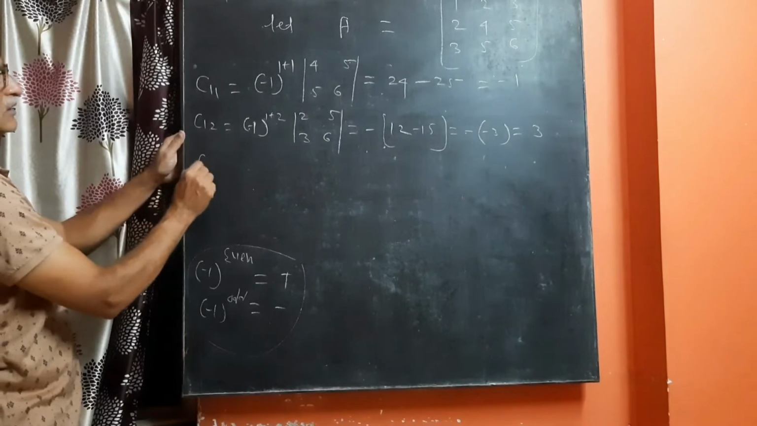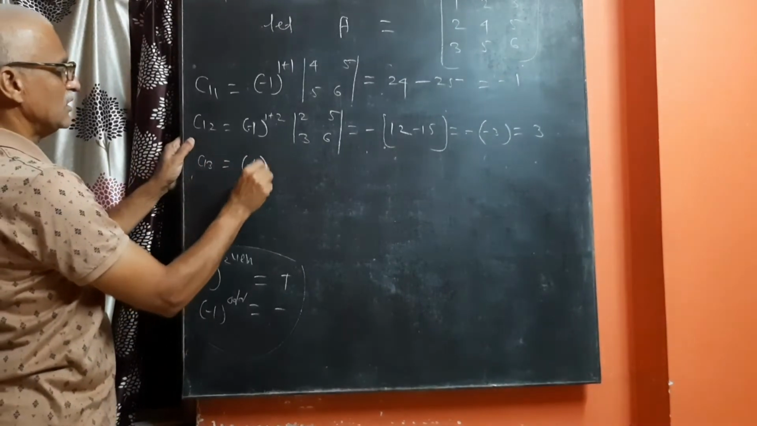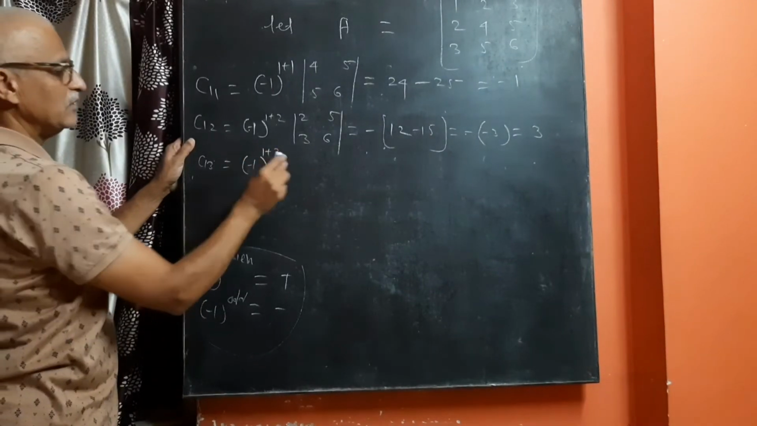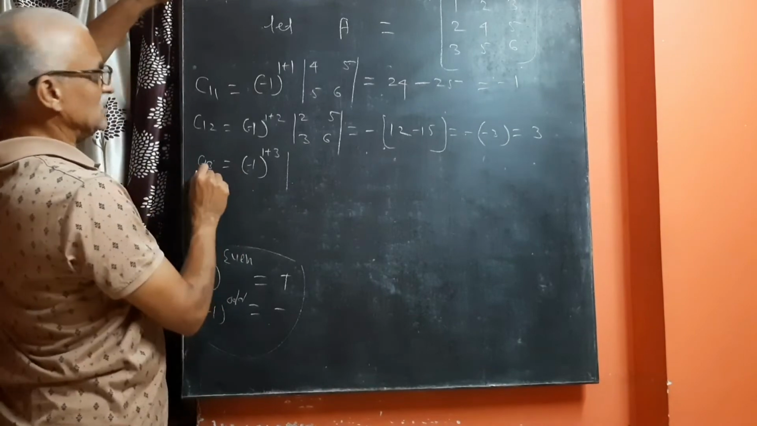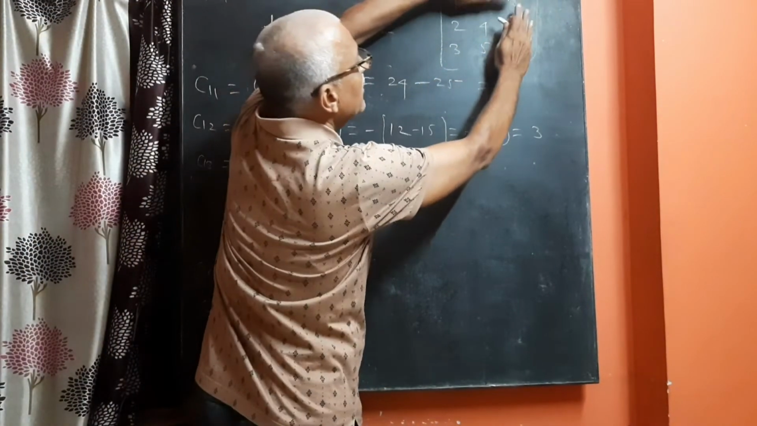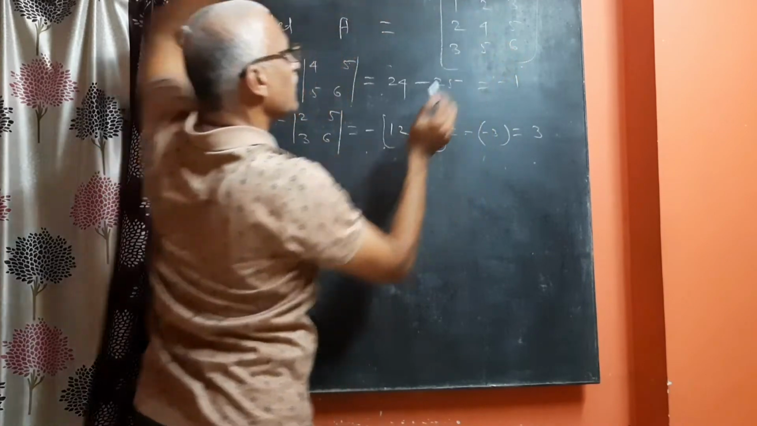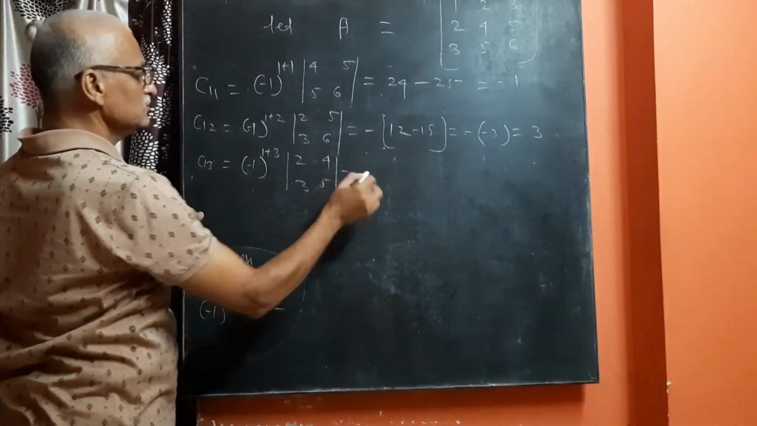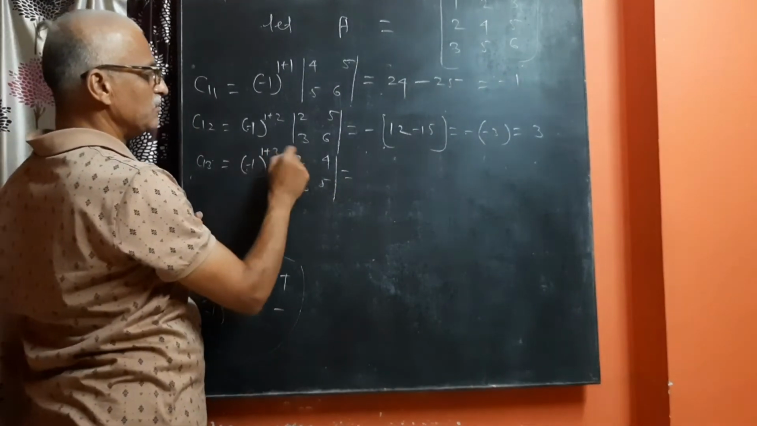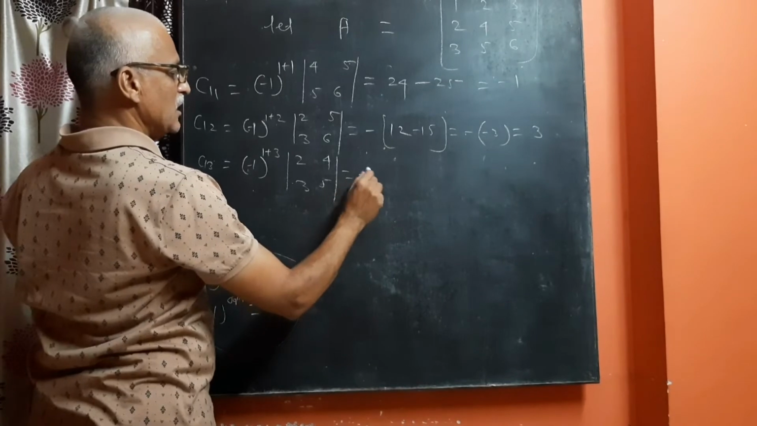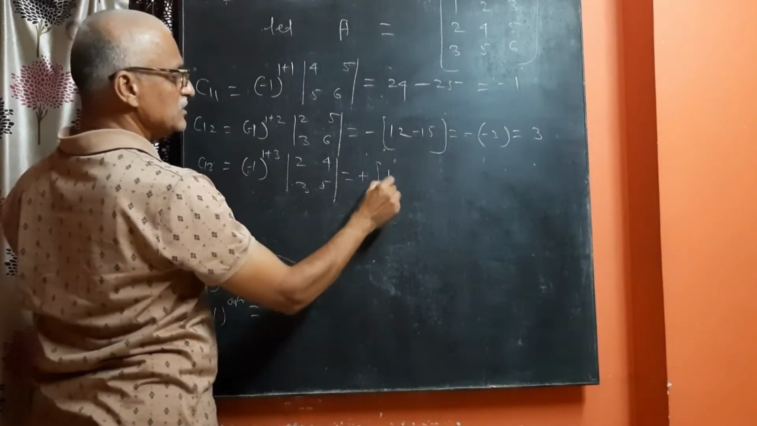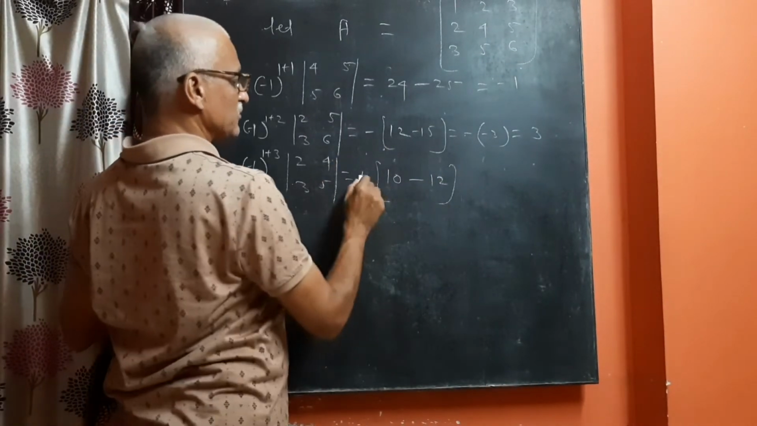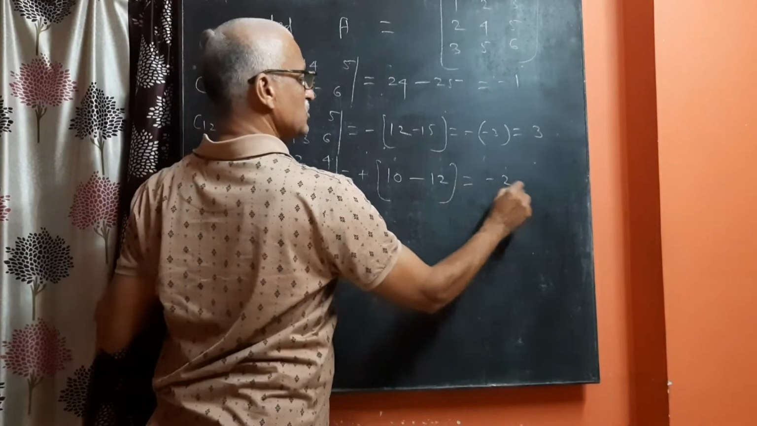So the third one, C13, is equal to minus 1 raised to 1 plus 3. Now 1 plus 3 is even, so that will be positive, into the determinant of the remaining. C13 means the position of 3. Leaving out this row and column, remaining are 2, 4 and 3, 5. The determinant of 2, 4, 3, 5 with the plus sign is 5 into 2, that is 10, minus 4 into 3, 12, which equals 10 minus 12, which is minus 2.